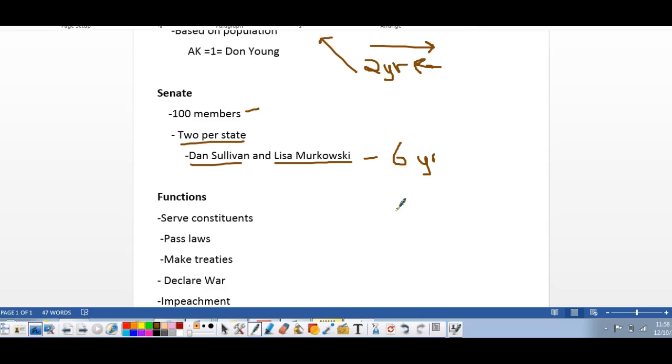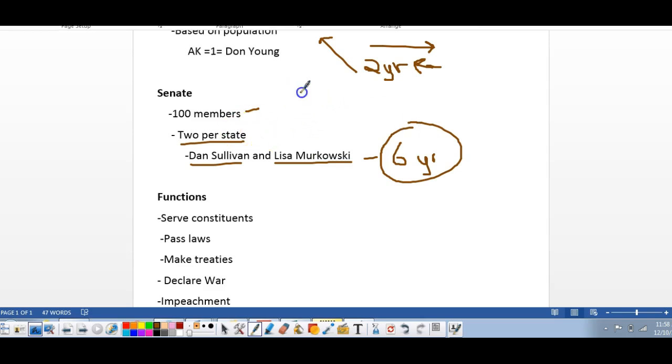These guys are not running for election so much all the time. So they have a little bit more freedom to do things that represent everybody. And so their election length helps accomplish that.